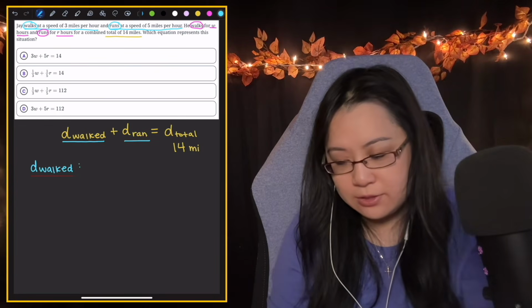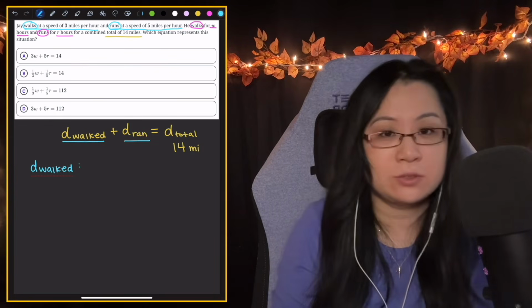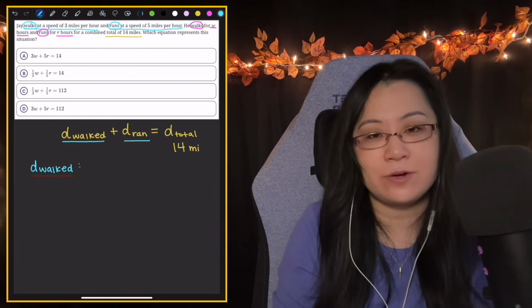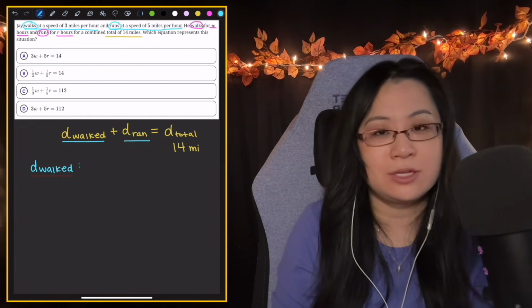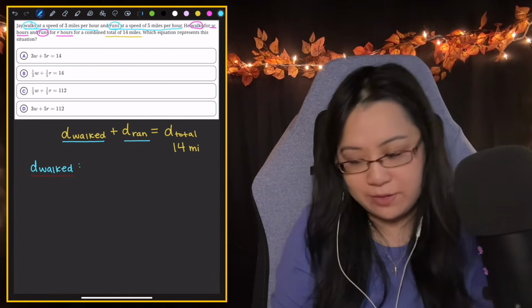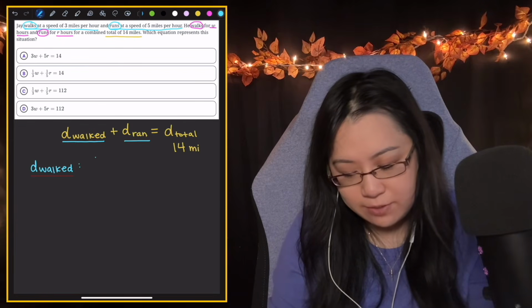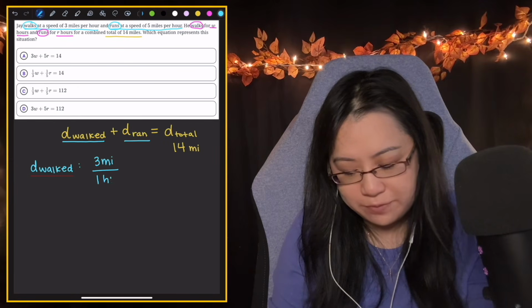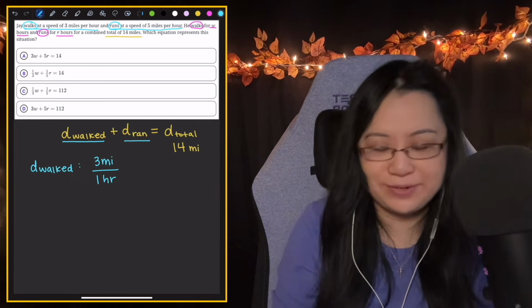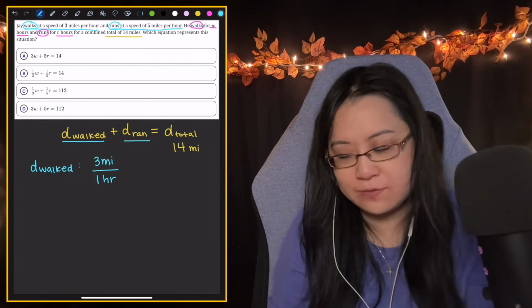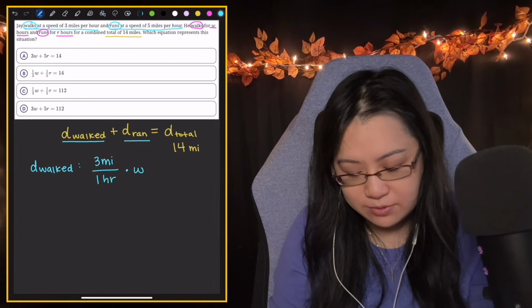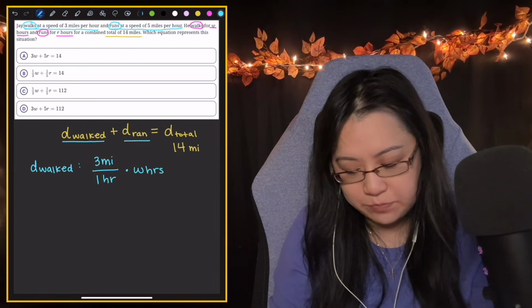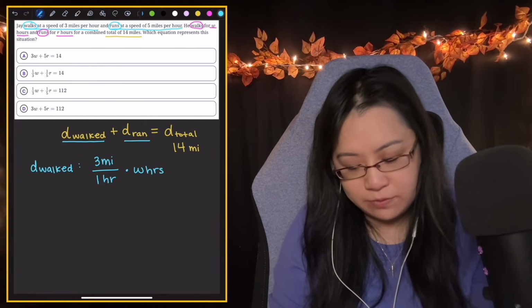It does say that Jay walks at a speed of 3 miles per hour. So that literally means for every 1 hour of walking, Jay would have walked 3 miles. This is a proportion or a ratio in a way, right? So that means 3 miles for every 1 hour. But then it says that he walks for W hours. So all you have to do is multiply that by W hours, like this. And so that just gives you 3W.